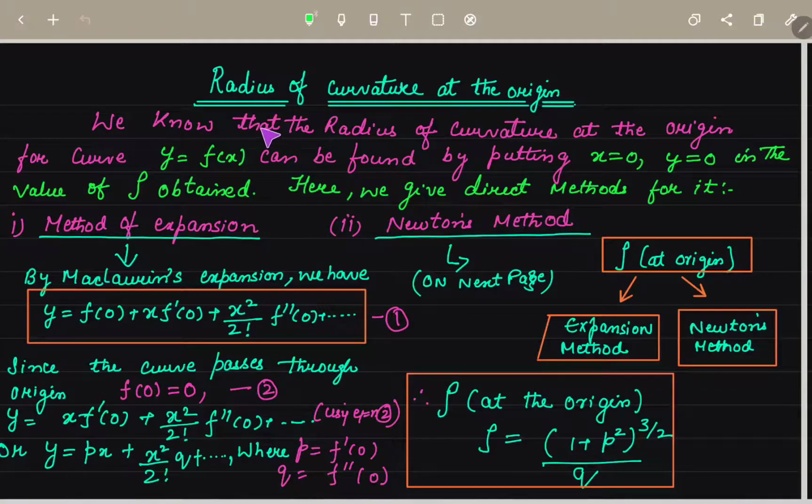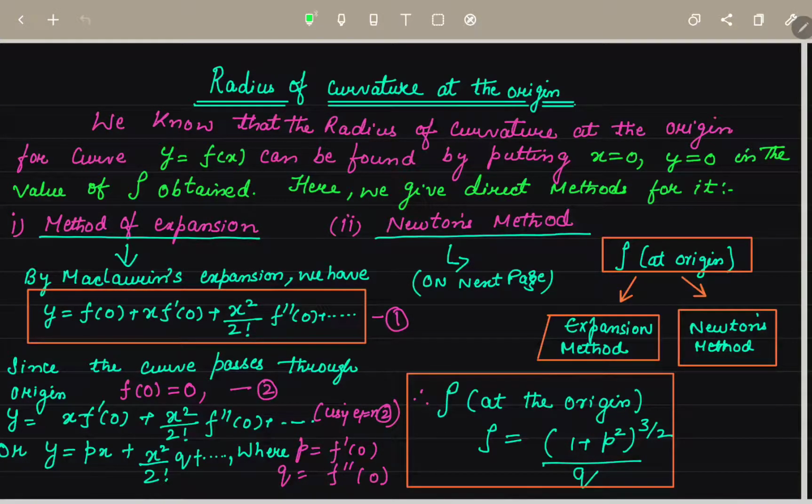Today I am going to teach you the radius of curvature at the origin. In the previous lecture we studied the radius of curvature in Cartesian form, in polar form, and in parametric form. So today we will find the radius of curvature at the origin.